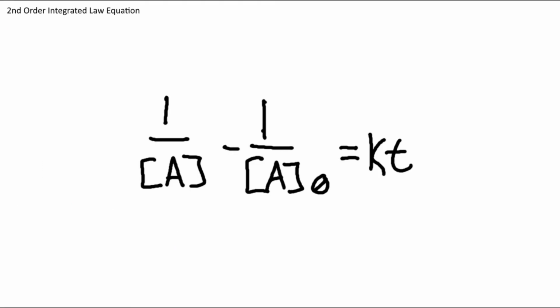Okay, now we have the second order integrated law equation, and that's going to be 1 over the concentration of A at a specific point in time minus 1 over the initial concentration of A is equal to k, which is the second order rate constant, remember, because we're in the second order, times t, which is time.